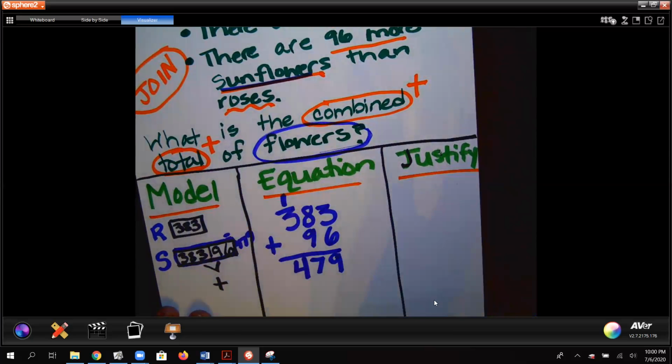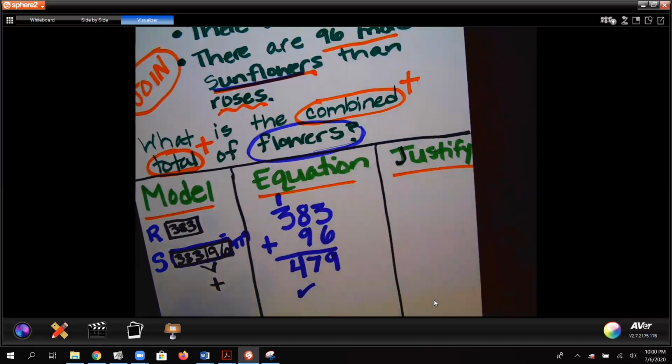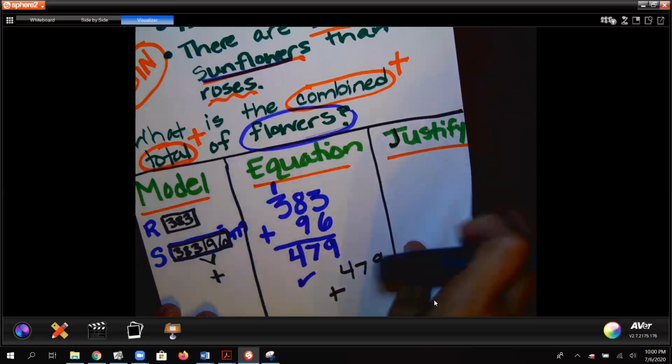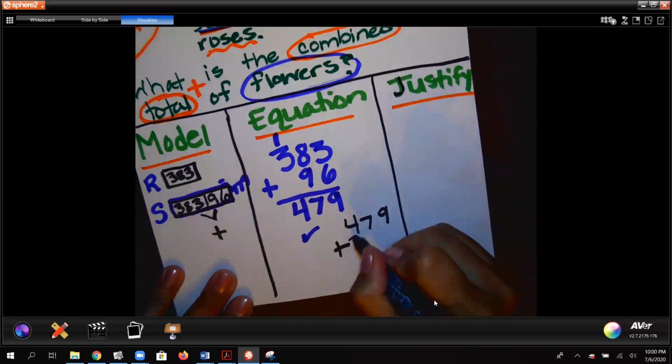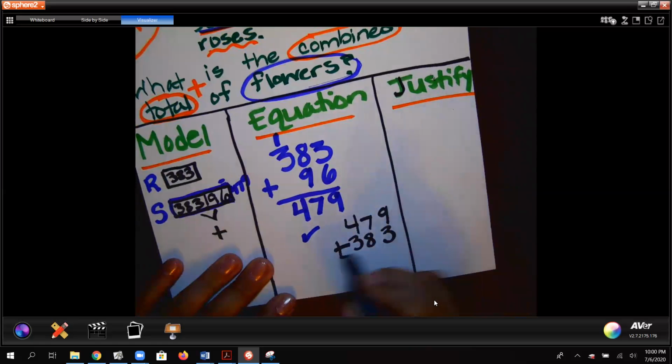So now what do we do? We did one step. We have to do our next step, which is to combine the flowers. So now you combine them. You have to add 479 plus 383, because that's how many roses there are. Line up your place values, and now we add.